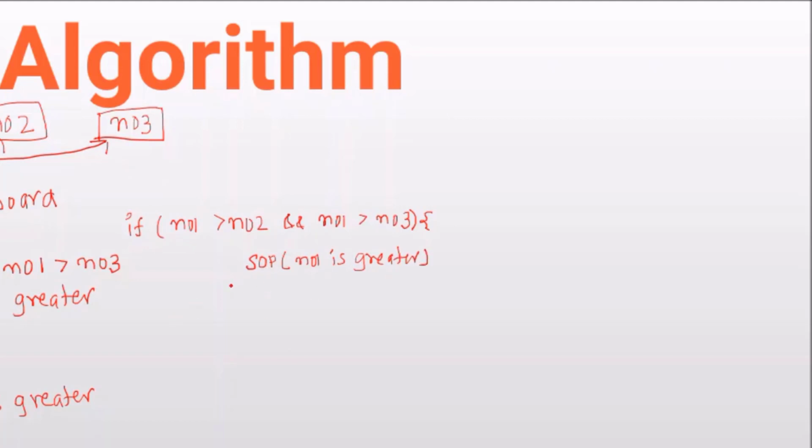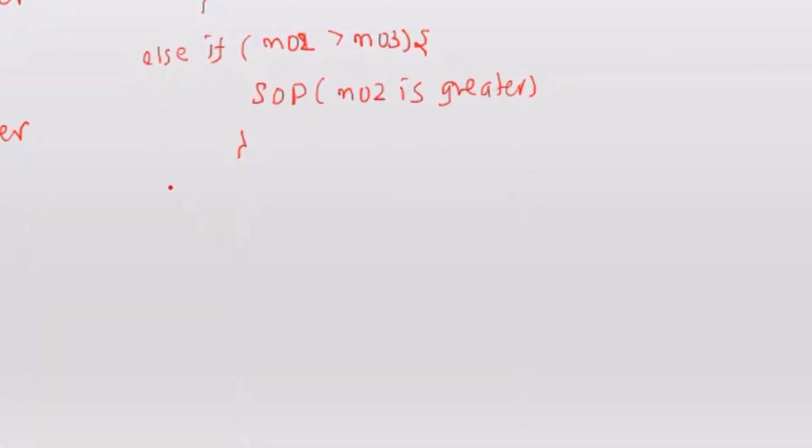Otherwise, we'll compare again, else if number 2 is greater than number 3, then we print SOP number 2 is greater. And if this condition is also false, we write else, and we display SOP saying that number 3 is greater. So this is what we are going to implement.